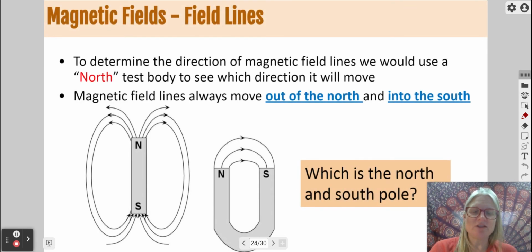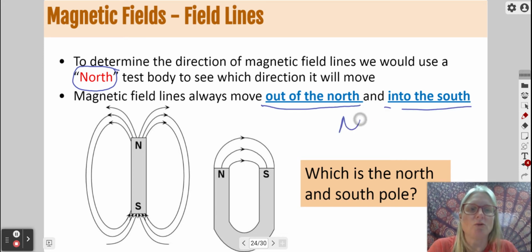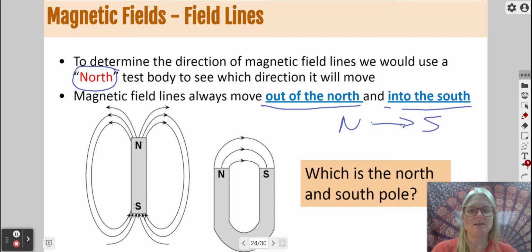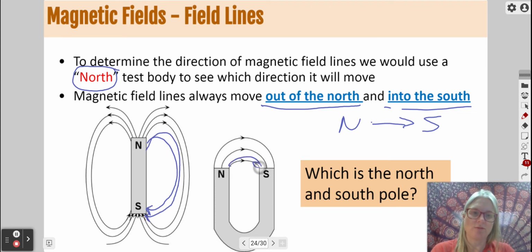All right, so magnetic fields. When we're drawing field lines for magnetic fields, you're going to use a test body that is a north. So if you stuck a north in here, which way would it move? It's always going to move out of the north into the south. It's going to be attracted by the south end. So that's the way you're going to see the field lines, north to south. You can see the field lines on this bar magnet are going around from north to south.